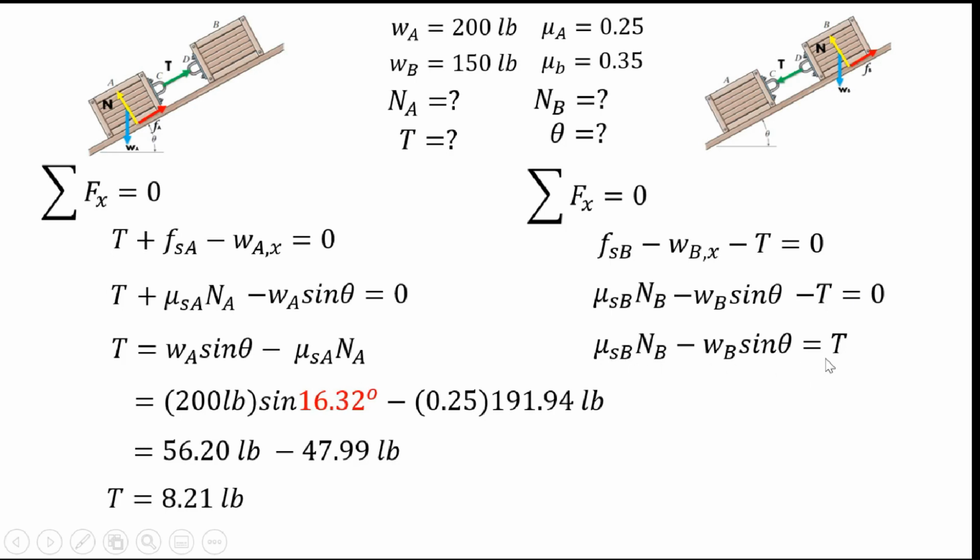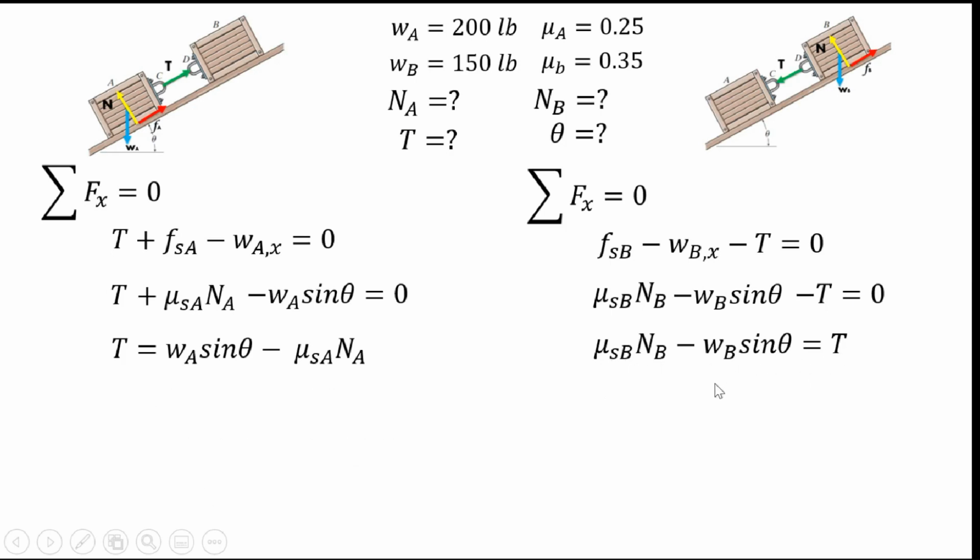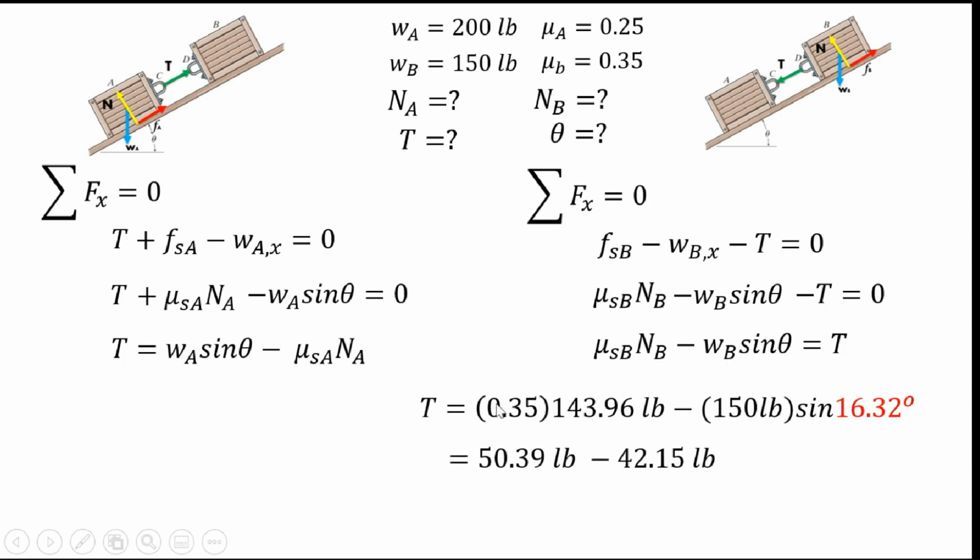If we solve the formula for finding the tension using crate B, that will be 0.35, which is mu B, times 143.96 pounds, the normal force of crate B, minus 150 pounds, the weight of B, times sine 16.32. So the answer here is 50.39 pound minus 42.15 pound. So the tension is 8.24 pounds. Roughly they differ by 0.03 pound because of the rounding off during the process of solving the tension. Okay, so hopefully you understand this problem.